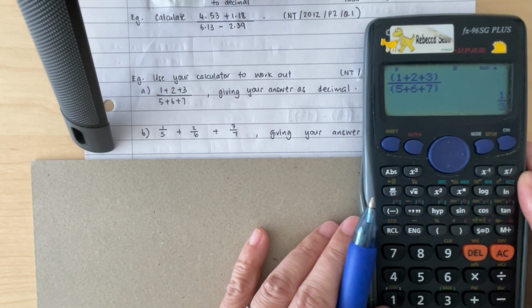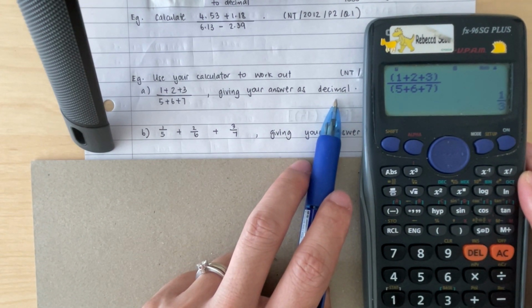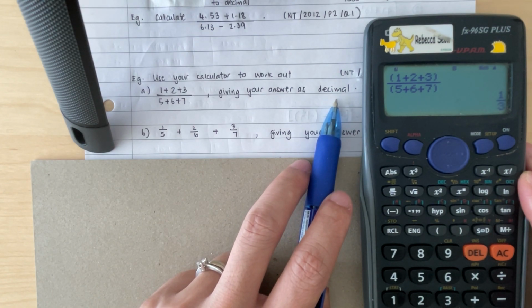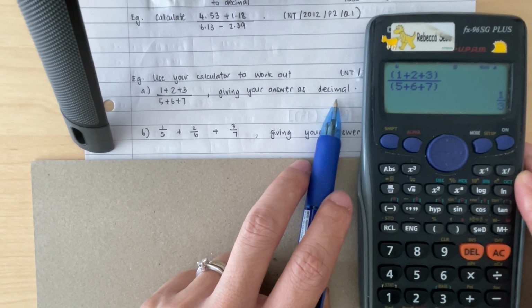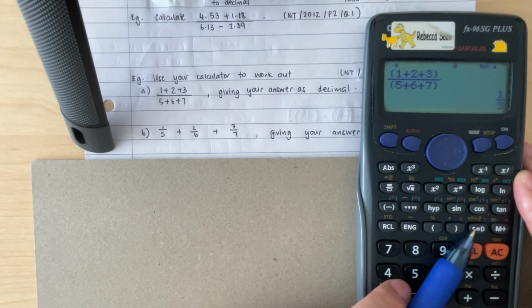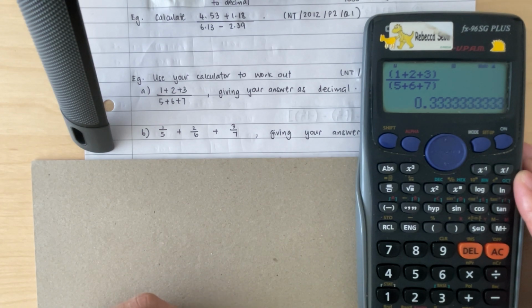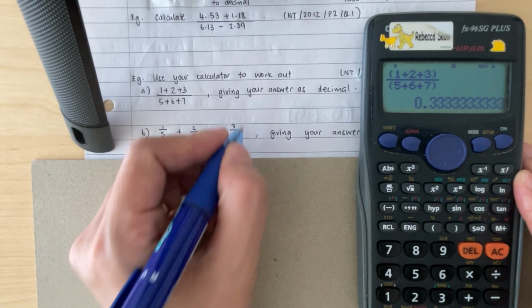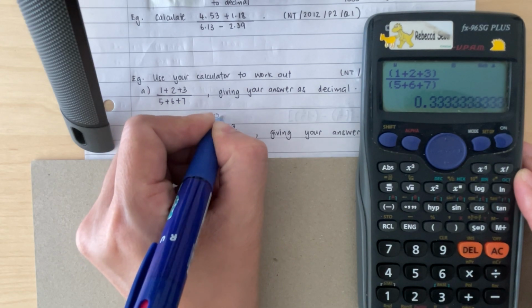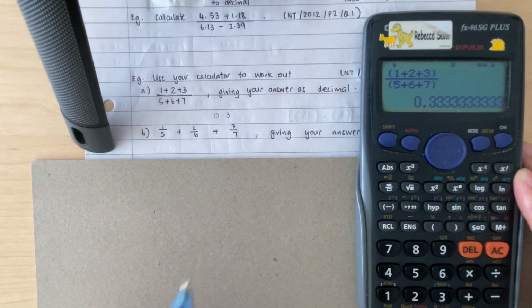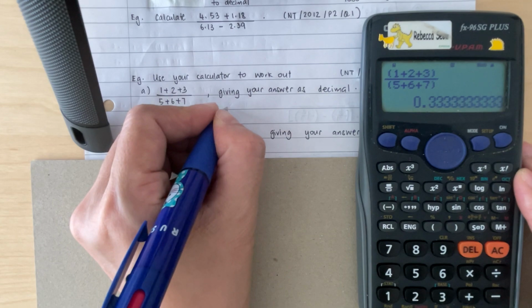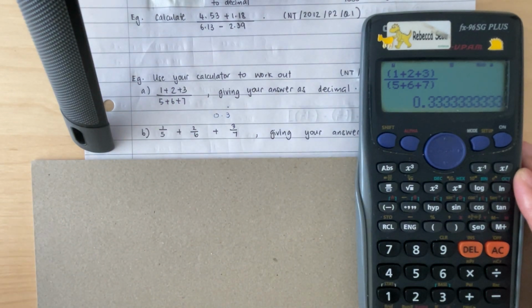Now, if you look, the question says give your answer as a decimal. So how do we change this into a decimal? I think you will remember we have the SD button. So we press SD and we have 0.33333. Now, this is a recurring decimal. So in order to write our answer out, it will be 0.3. Because the 3 repeats, we need to put a dot on top of the 3.